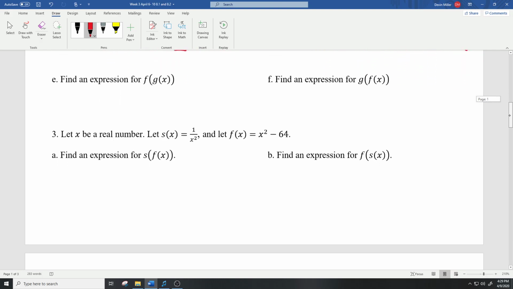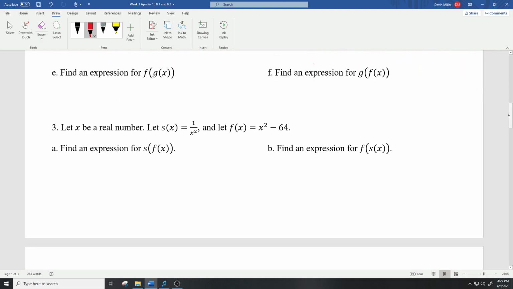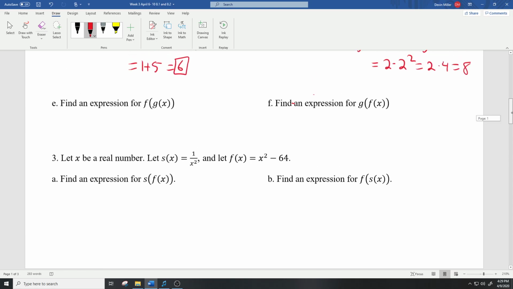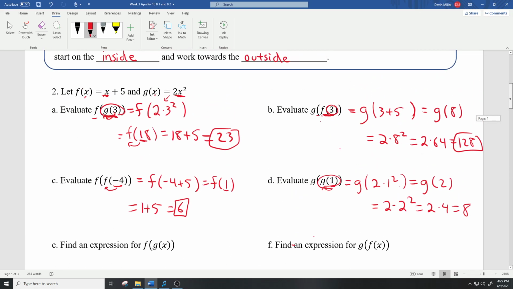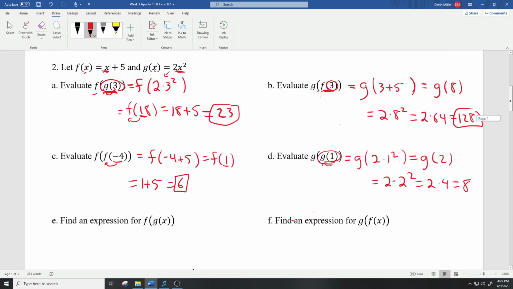Part E. Find an expression for f of g of x. So this is going to be like the harder part of it all. If you understand how to use the numbers and plug that in, this is going to be a little bit harder. Because now we're actually finding an expression. We're not going to evaluate and get a number. All these say evaluate. Down here we're going to get an expression. So let's go ahead and walk through this one.